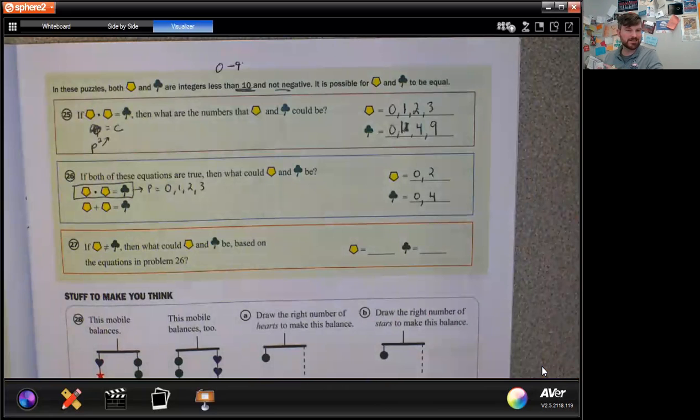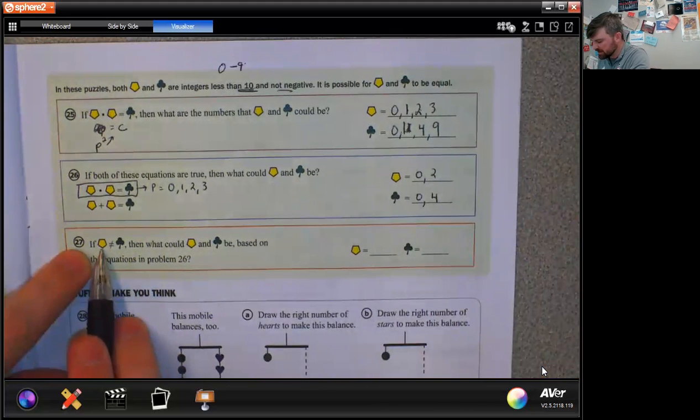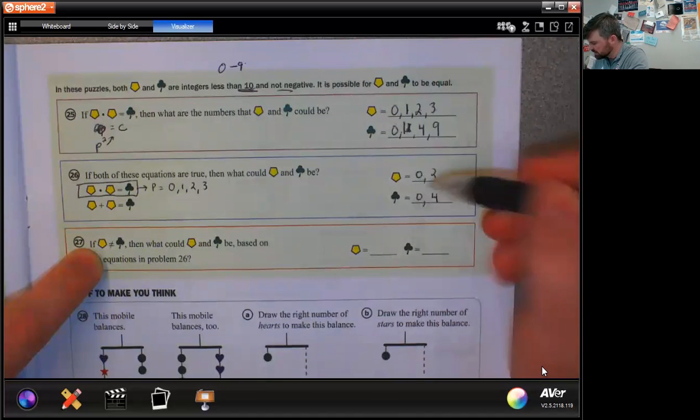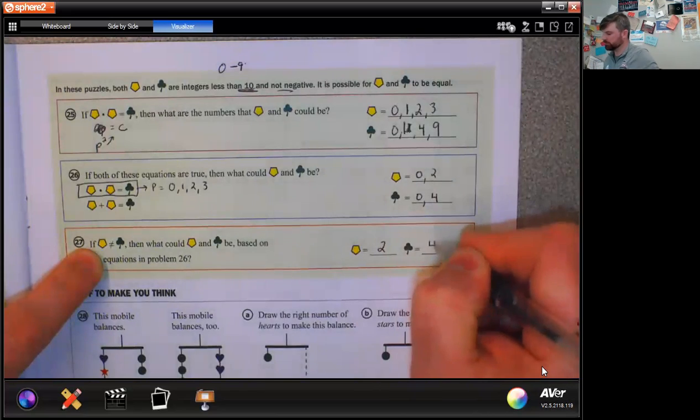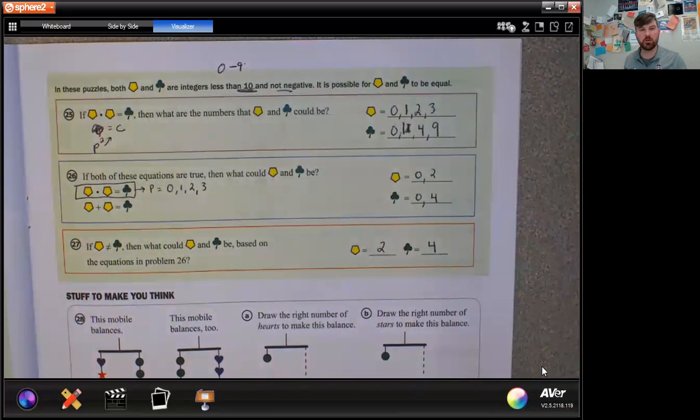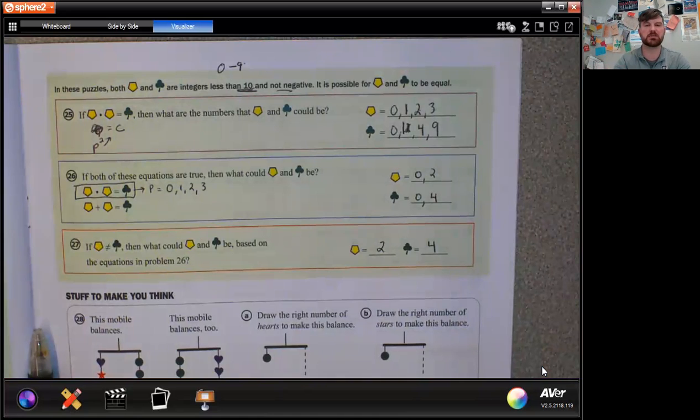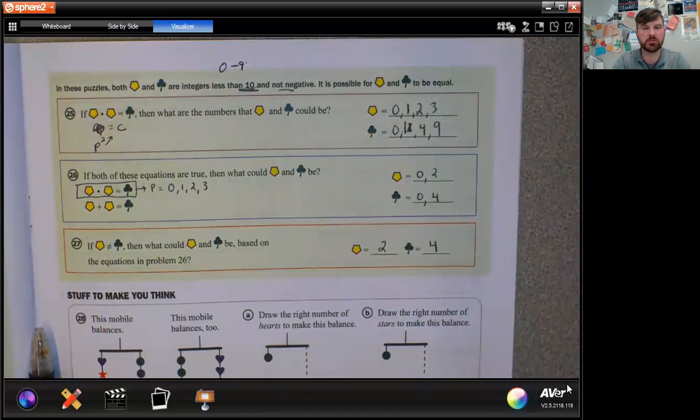If the pentagon does not equal a clover, then what could a pentagon and a clover be based on the equations in 26? So now they're saying that these two cannot be the same thing, which here in 0, 0, they were the same. So 2 and 4 are your only options there. Okay, what this is, we're solving a system of multiple equations, and we took 3 steps there to do it, which is fine. It doesn't matter how many steps it takes as long as you understand the process.